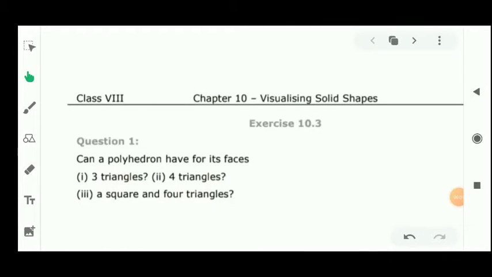Hello students, today I will start again chapter number 10, exercise number 10.3. Let's see the question number 1. Question number 1 is, can a polyhedron have for its faces: the first part is 3 triangles, the second part is 4 triangles, the third part is a square and 4 triangles?